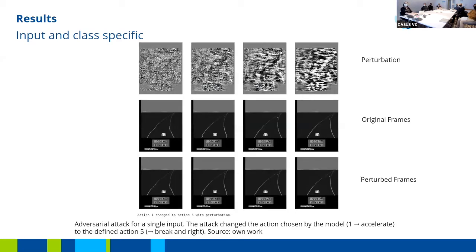Yes, at the moment there are no cars. And still it breaks and goes to the right. Yeah, because it somehow figures that in the perturbation is some pattern that leads to the decision, oh no, break. Okay.